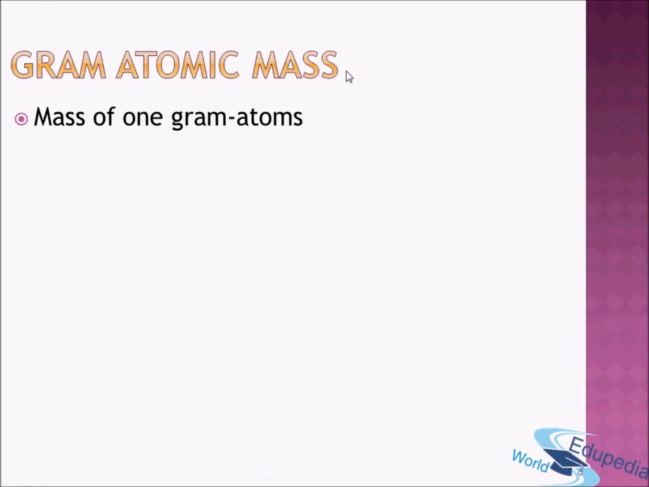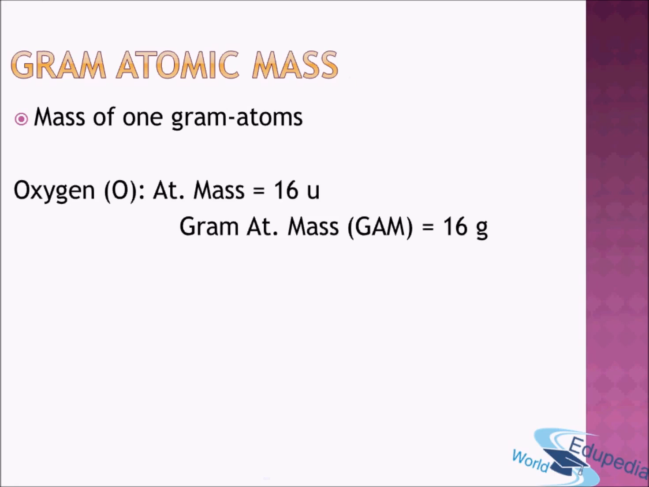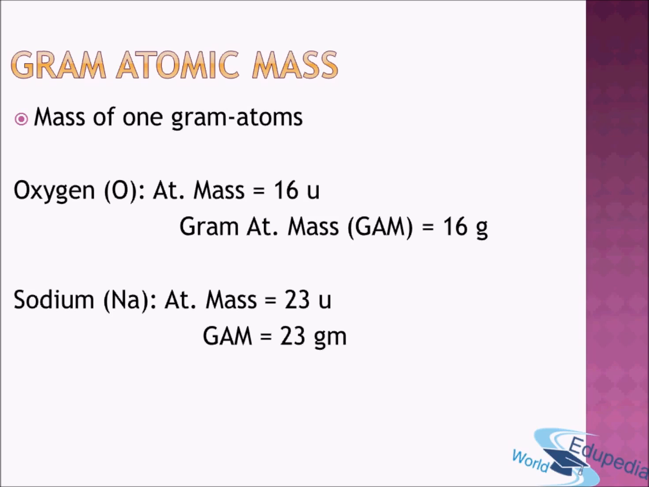So we can look at some more examples for gram atomic mass. We have already looked at the example of oxygen. Atomic mass is 16 U and gram atomic mass is 16 gram. Similarly for sodium, atomic mass will be 23 U. This is standard information. You don't necessarily have to remember this. It will be given in the questions, or it is present at the back of your textbooks or even websites on the internet. So sodium atomic mass is 23 U and gram atomic mass then will be 23 gram.